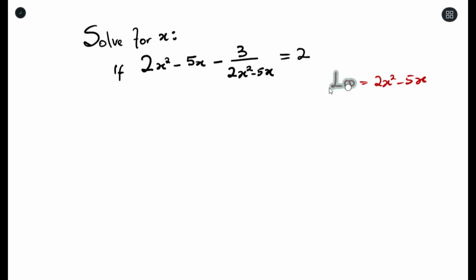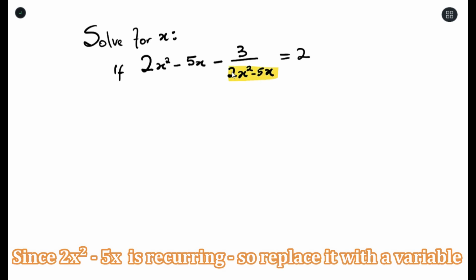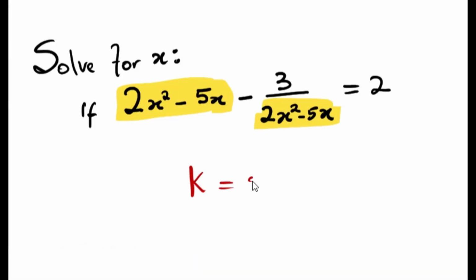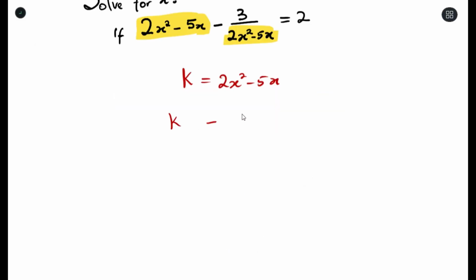We see there is something recurring. So I could say something like k is equal to 2x squared minus 5x. And the reason why I'm doing this is it makes my work a little bit easier. I can solve for k, then after finding k, I can replace it. k minus 3 over k is equal to 2. So with this one here, we can get our LCD, which is just k.